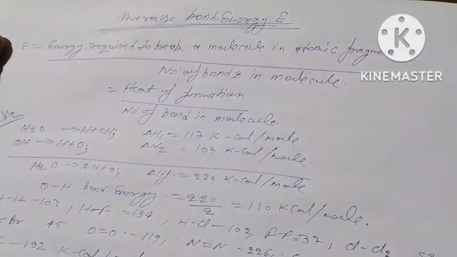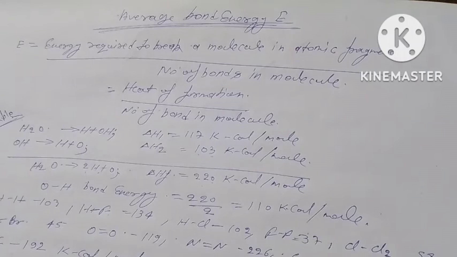And oxygen hydrogen bond energy is 98.5 kilocalorie per mole, and oxygen hydrogen bond energy is 110 kilocalorie per mole. Okay. And next is the factors influencing the bond energy.